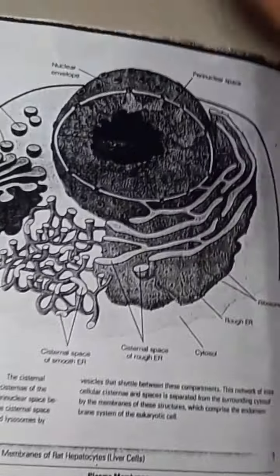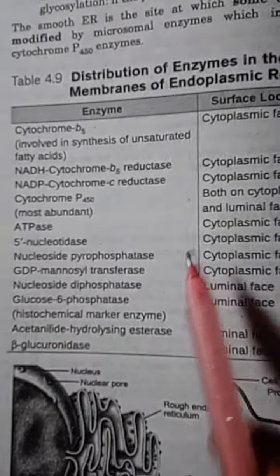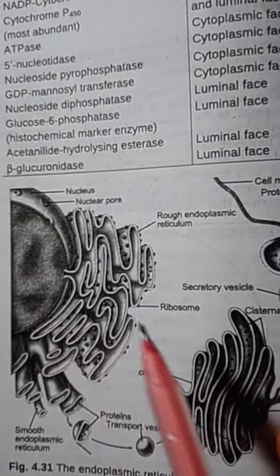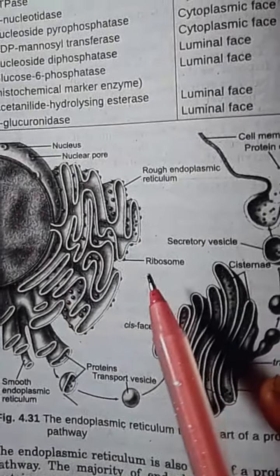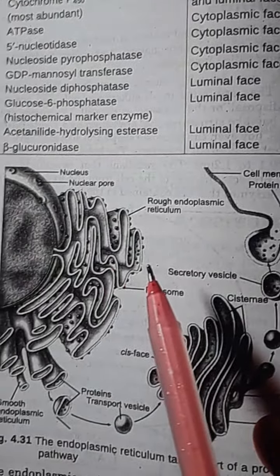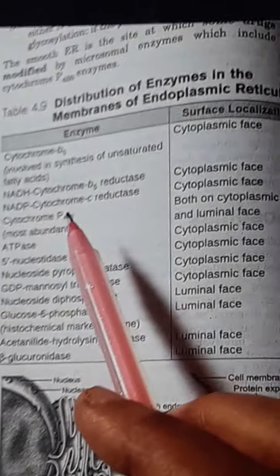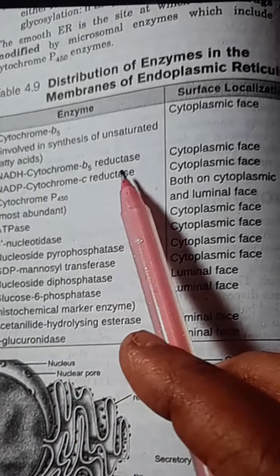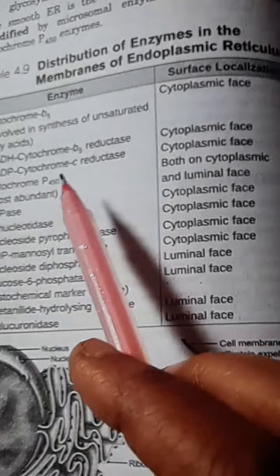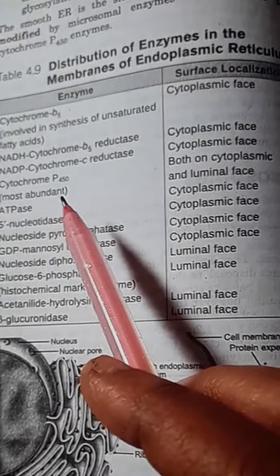So, in a nutshell, what are the different kinds of enzymes that are present in the endoplasmic reticulum? Here we get the picture. You see that there are mainly two phases: a cytoplasmic phase, facing the cytosol. Here we will get the cytochrome B5. It is involved in the synthesis of unsaturated fatty acid. The NADH cytochrome B5 reductase, the NADPH cytochrome C reductase. What are these enzymes? The cytochromes, etc., are electron carriers, so they are related to the electron transport chain.